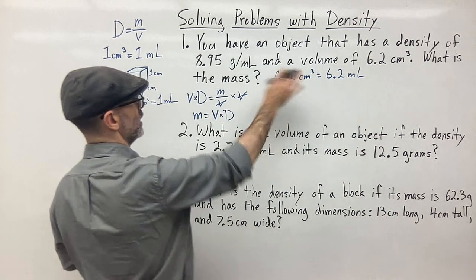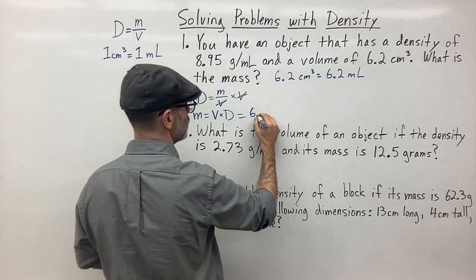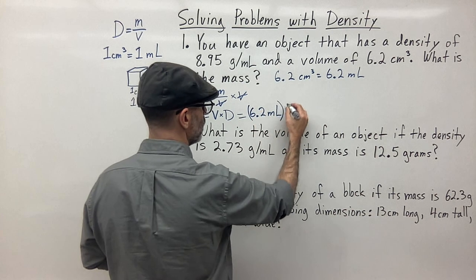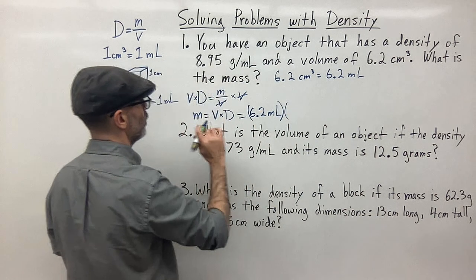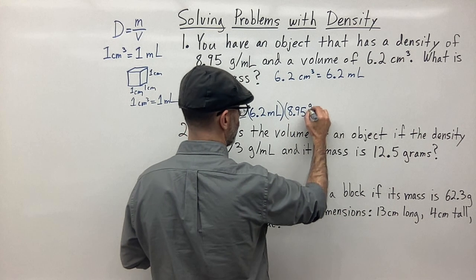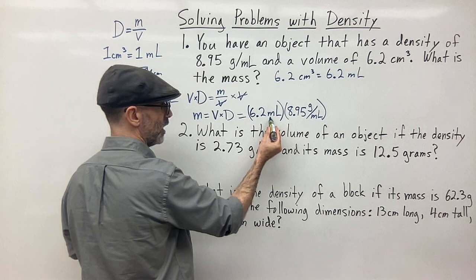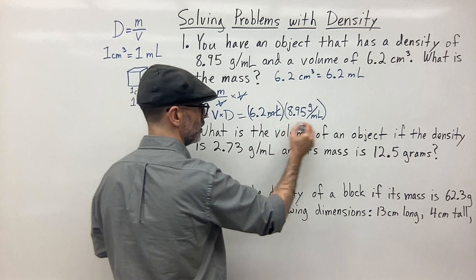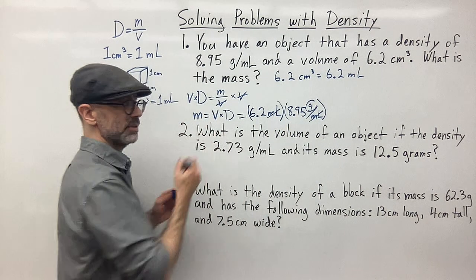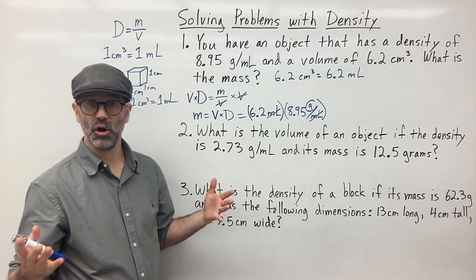Then all I do is plug in my values. Volume is 6.2 milliliters, and I'll multiply that by 8.95 grams over milliliters. Notice right away that I have milliliters on top and milliliters on the bottom, so milliliters is going to cancel out, leaving me with grams, which is what I want. I want a mass unit, and I end up with grams, so I know I'm good.